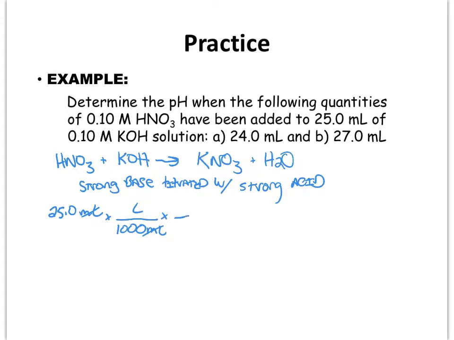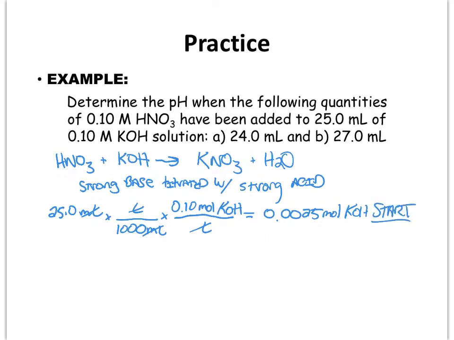And then we know the concentration of the KOH. There's 0.10 moles of KOH for every liter. Liters cancel. Now I know how many moles of KOH I initially started with here. So it's 0.0025 moles of my base, my KOH, that I'm starting with.